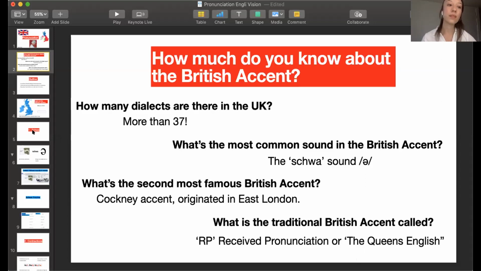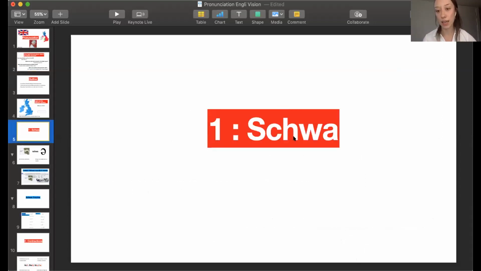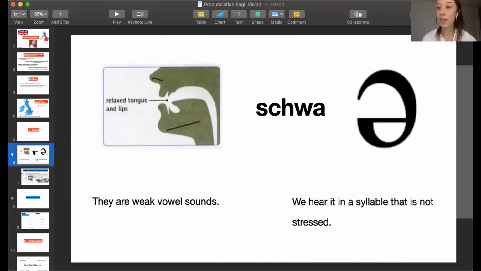So the first most common feature of the British accent is the schwa sound. If you're reading the phonetic chart, it looks like this, that's the symbol. The mouth is relaxed and open slightly. Schwa sounds are actually weak vowel sounds, and we hear them in unstressed syllables. For example, the word brother has two syllables. The first syllable is stressed, so the second syllable has the schwa, because it's not stressed.